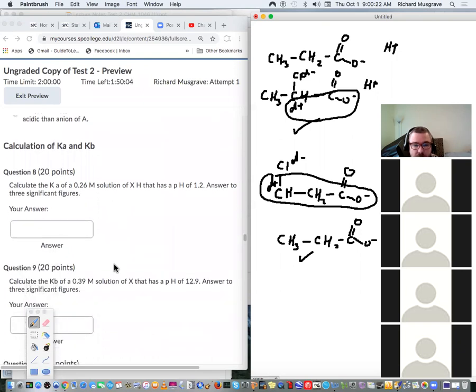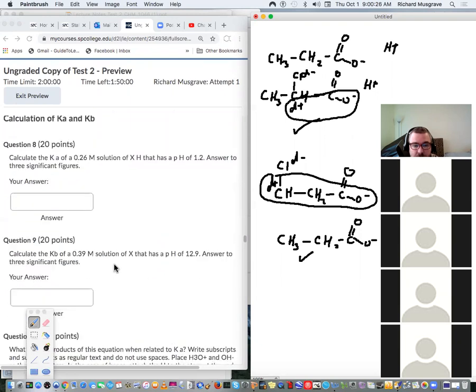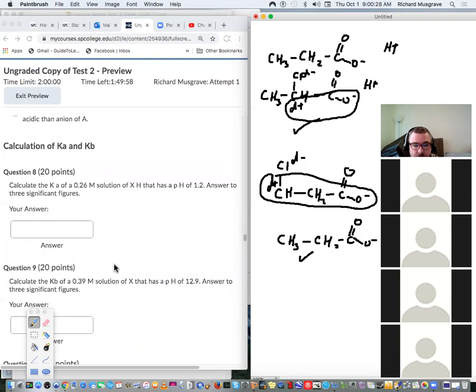Okay, so calculation of Ka and Kb. This is one for which I think you can have a number of possibilities. It all depends on what you're given, whether you're given pOH or pH for something like this. But let's take a look at number 8.